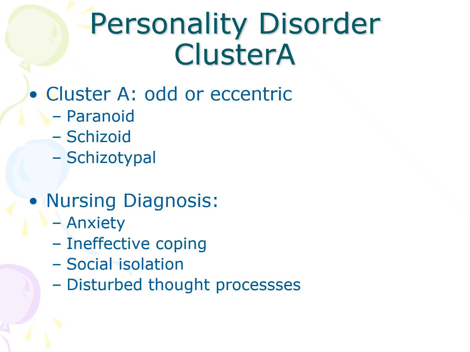Personality disorder comes in several clusters. One is cluster A, where their behavior is odd and eccentric. So you'll see diagnoses such as being paranoid, schizoid, or schizotypal. Nursing diagnoses include anxiety, ineffective coping, social isolation, and disturbed thought process. And you'll see some of these repeat throughout as we go forward.